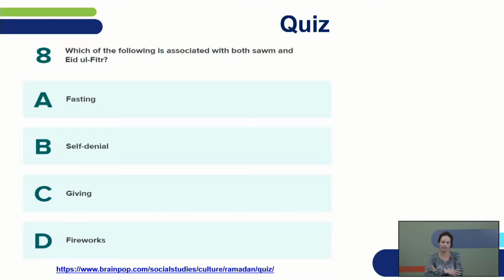Number eight, which of the following is associated with both Sawm and Eid al-Fitr? A, fasting. B, self-denial. C, giving, or D, fireworks. Let's check it out. C, giving. Remember, you give presents and gifts.